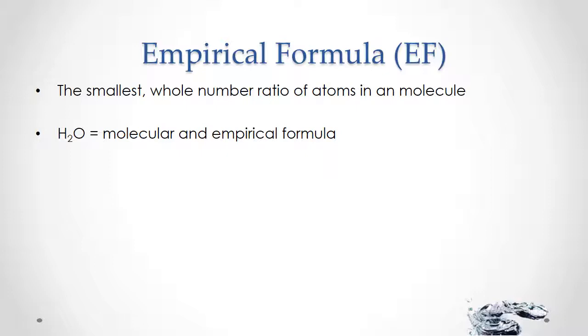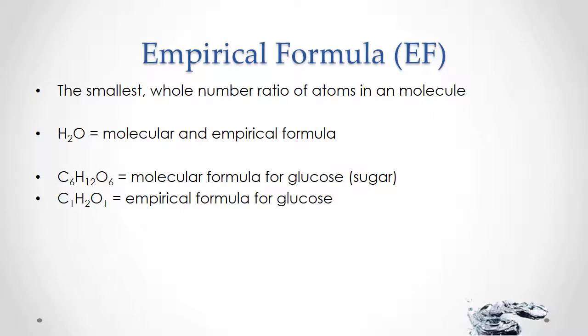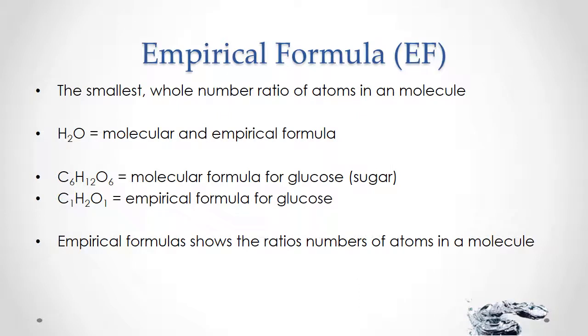Let's take a look at glucose. Glucose is C6H12O6. The empirical formula for glucose is C1H2O1. That means there are going to be 6 empirical formula units in the molecular formula of glucose. The empirical formula shows the ratio numbers of atoms in a molecule.